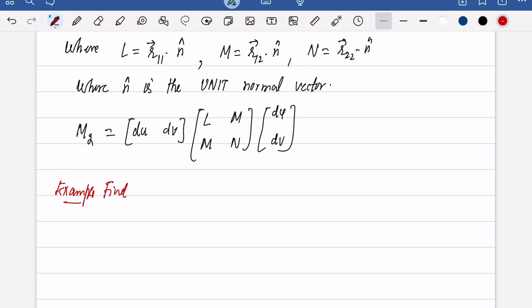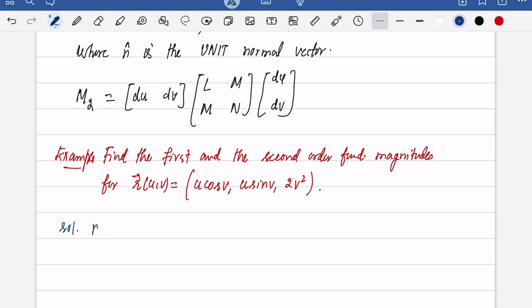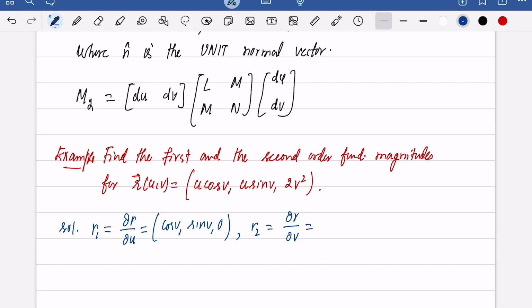Find the first and second order fundamental magnitudes for r of u, v equal to (u cos v, u sin v, 2v²). Now the solution is: we know that r1 is defined as ∂r/∂u, which is equal to (cos v, sin v, 0). r2 is equal to ∂r/∂v, which is equal to (−u sin v, u cos v, 4v).